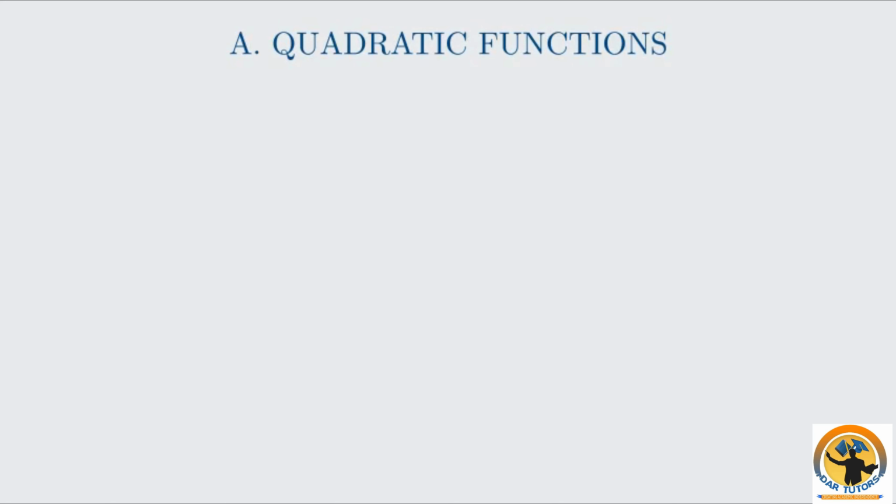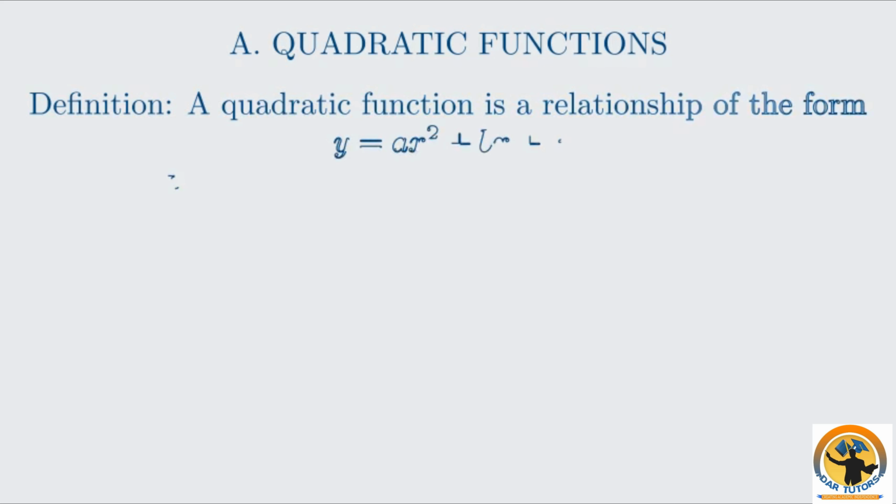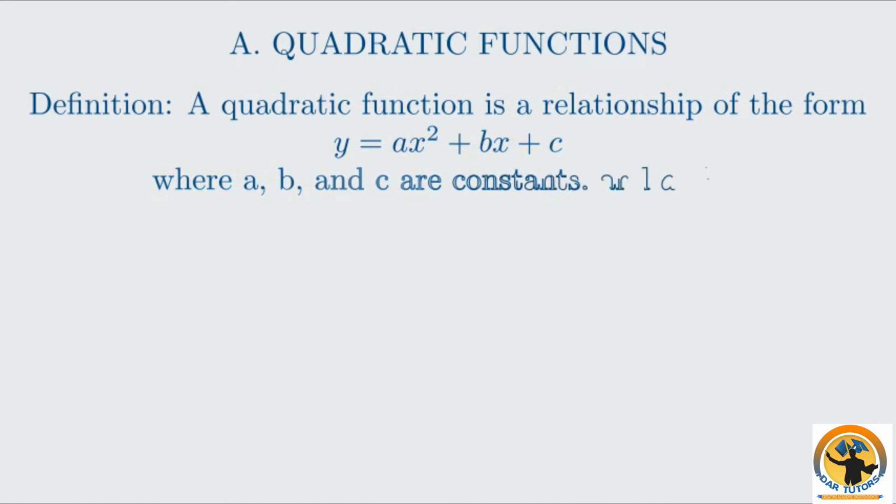You will be able to recognize and work with the general form of a quadratic function. A quadratic function is a mathematical relationship between two variables, x and y, that can be written in this general form: y equals ax squared plus bx plus c. The coefficients a, b, and c are constants. The crucial condition is that a cannot be 0. If a were 0, the x squared term would vanish, and the function would become linear, not quadratic.